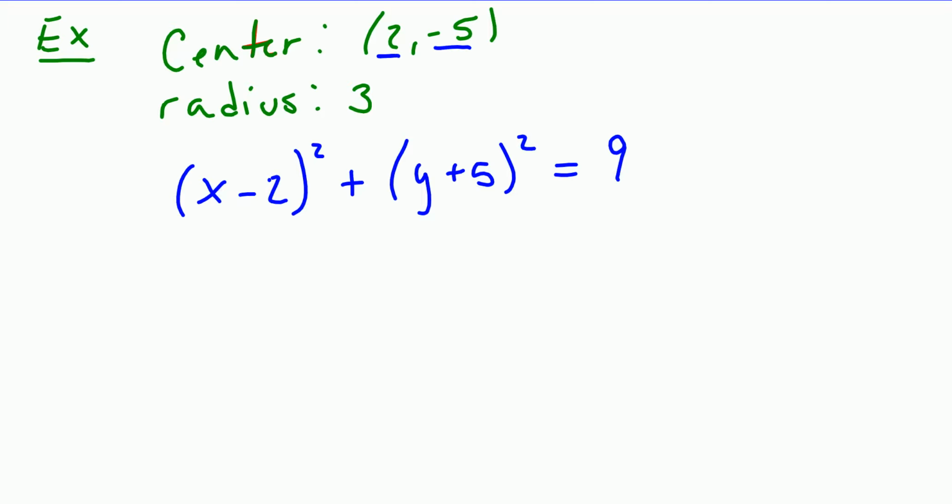Okay, so again, I had a positive 2 in my center, but when I wrote it in my equation, it became negative. I had a negative 5 in my center. When I wrote it in my equation, it became positive. Okay? So pretty simple. If we were to multiply this out, we would get what is known as the general form. So let's do that real quick. Let me rewrite it.